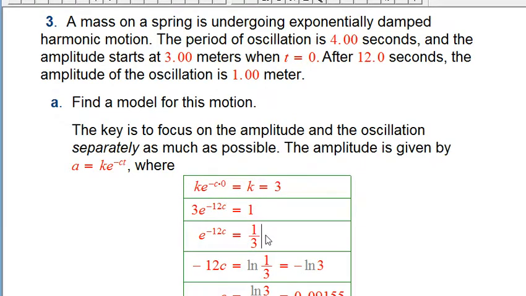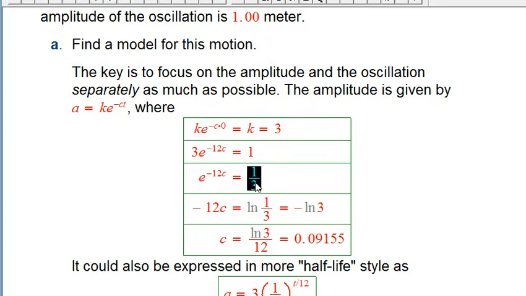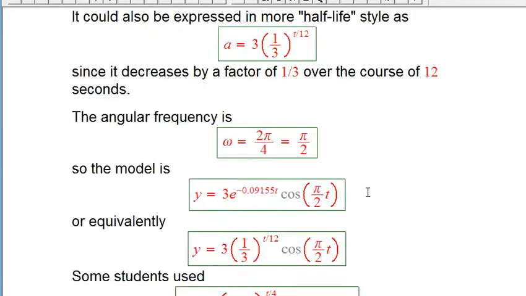Divide by 3, and notice 1/3, that's a decay factor. The exponential of blah blah blah is the decay factor, and we get the unknown constant is ln of this decay factor. It's gone down by a factor of 3 divided by how long it took. So it's about 0.09155. That's why I'm skipping ahead just a little bit, because it's sitting right here. That's why the amplitude is 3 times a certain decaying exponential.